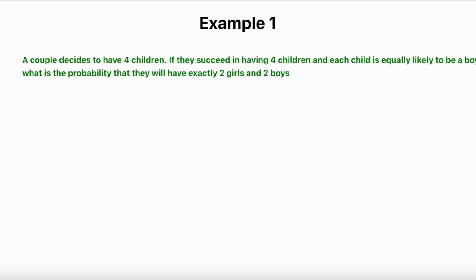A couple decides to have 4 children. If they succeed in having 4 children and each child is equally likely to be a boy or a girl, what is the probability that they will have exactly 2 girls and 2 boys? The answer is 4 factorial divided by 2 factorial into 2 factorial.